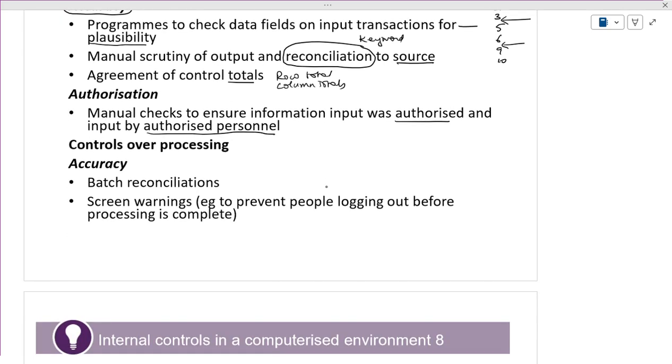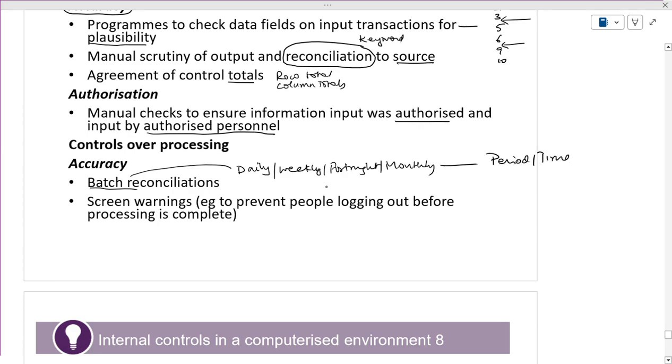Controls over processing: you are talking about batch reconciliation. What is batch reconciliation? Every day you will have a daily reconciliation, a weekly reconciliation, a fortnightly reconciliation, and a monthly reconciliation. This is with respect to period, time. You also have a shift system. In the shift system, you are doing reconciliation, and inventory movement will be there. When you are talking about inventory, you will have 3 shifts of 8 hours each.